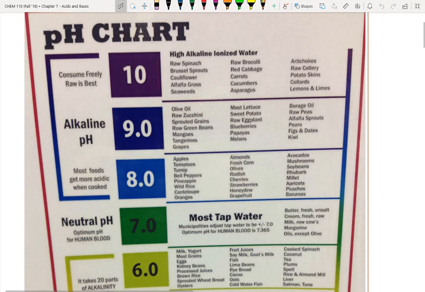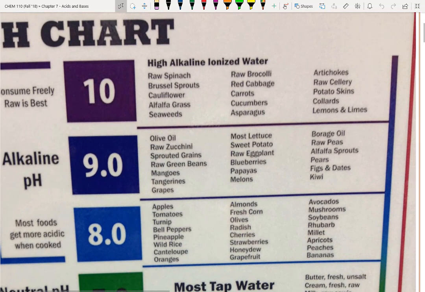And then if you look closer at it, they have pH 10. They're listing lemons and limes. Do you think lemons and limes have a pH of 10? No, what's their pH probably closer to? Probably closer to like 1 or 2, right? Lemons and limes are acidic. They shouldn't have a high pH. They should have a low pH.